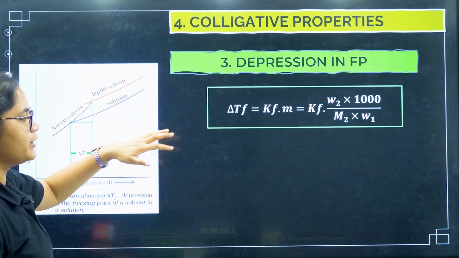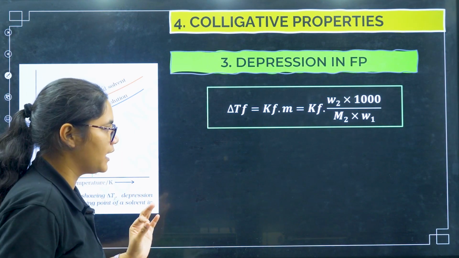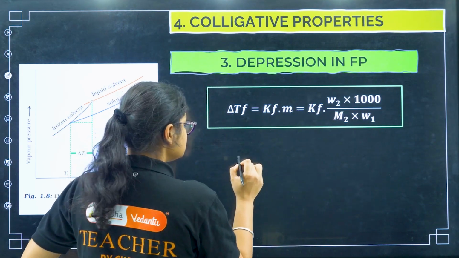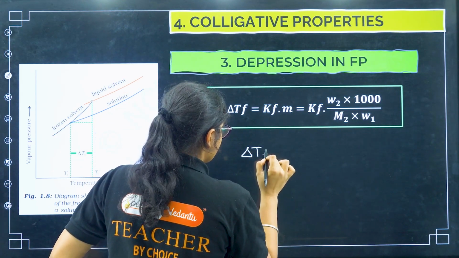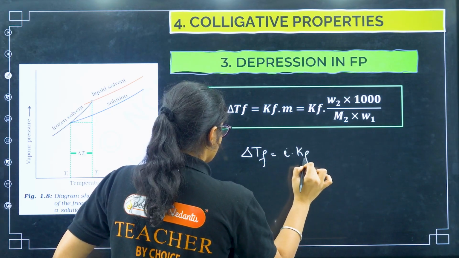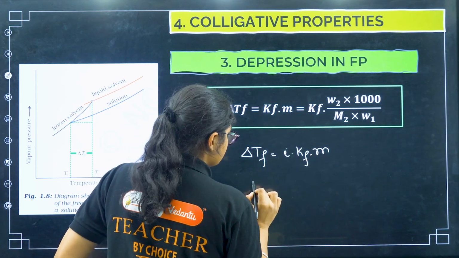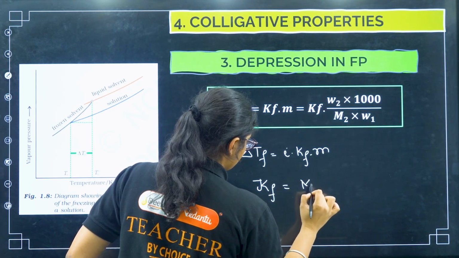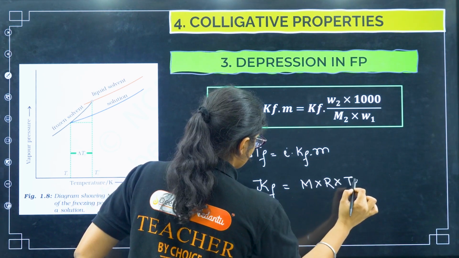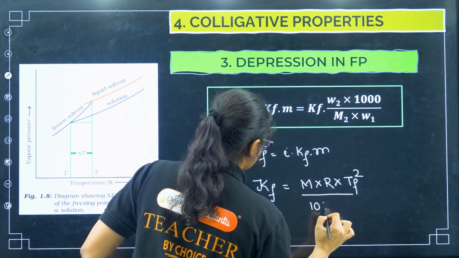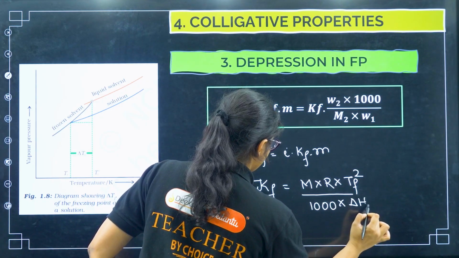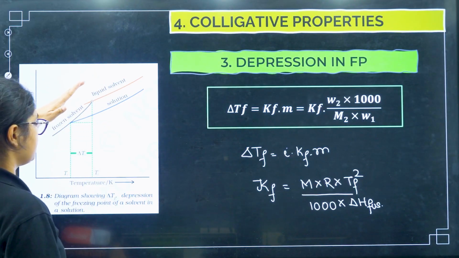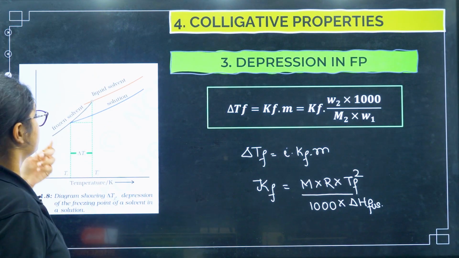Next, depression in freezing point, similar formula: delta Tf is equal to Kf into m. Kf is equal to molality formula, W2 by M2 into 1000 by W1. And here also we can write delta Tf will be equal to i into Kf into m. And here also you can write Kf is equal to molar mass into R into Tf square divided by 1000 into delta H fusion. And here we have the freezing point depression. You can see Tf and T naught f. You can show this in the graph.